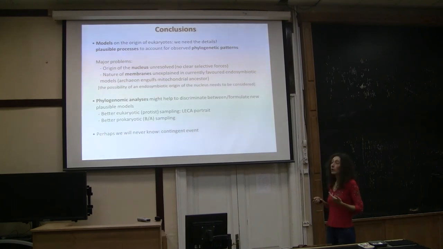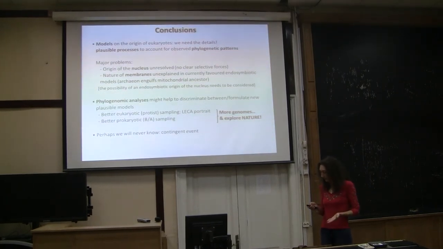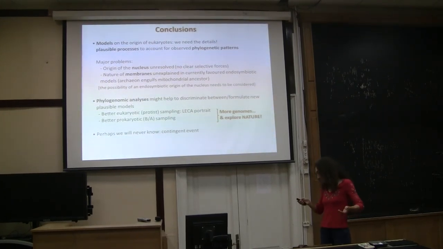We need to make more phylogenomic analyses. They may not be the absolute answer, but they may help to discriminate between some of the formulated models. And I think that we need more genomes, and we need to explore nature to pick up other lineages that have not yet been sampled, both on the eukaryotic side and on the prokaryotic bacterial and archaeal side. And perhaps we will never know, because this is finally a contingent event. This is something that occurred historically. It happened once, and so perhaps we will never know.